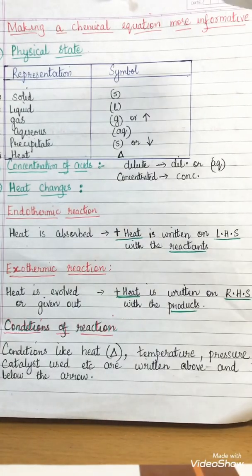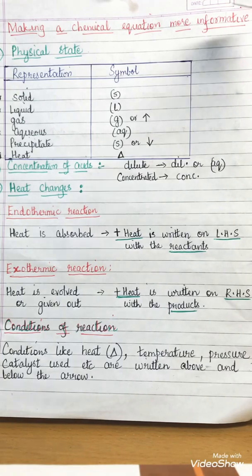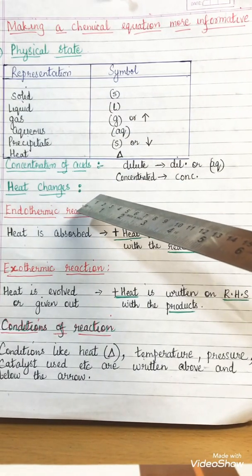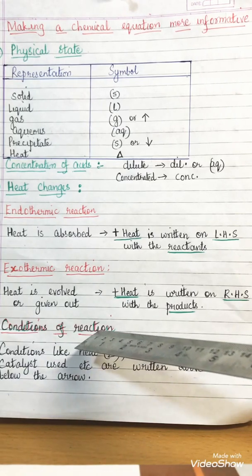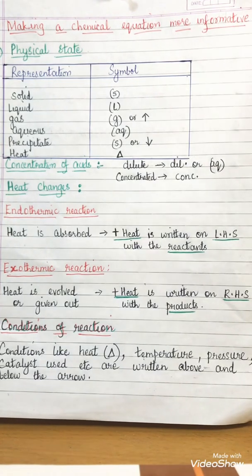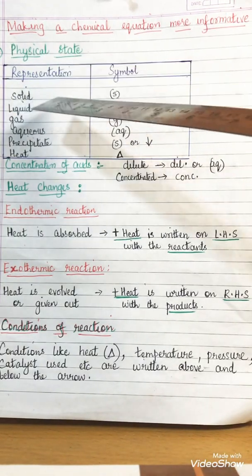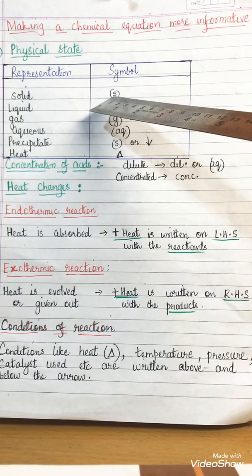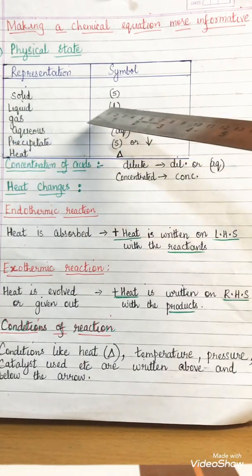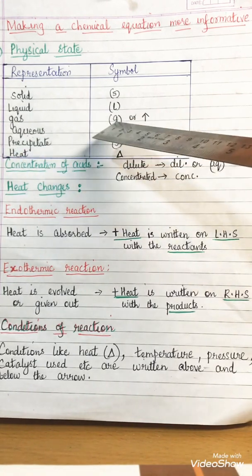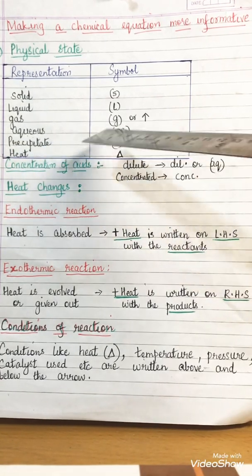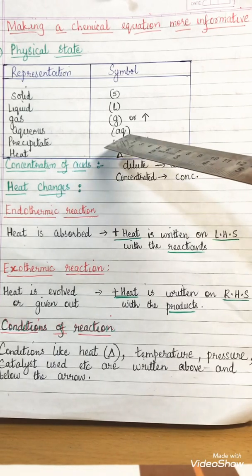A chemical equation can be made more informative by stating the physical state of the reactants and products, the heat changes occurring during the reaction, and the conditions of the reaction. So let us learn how we will include this information in the chemical equation. The physical state can be represented in the form of symbols. Solid can be represented as small s in brackets, liquid as small l in brackets, gas as small g in brackets or an upward arrow. Aqueous solutions are solutions in water. They can be represented as aq in brackets.